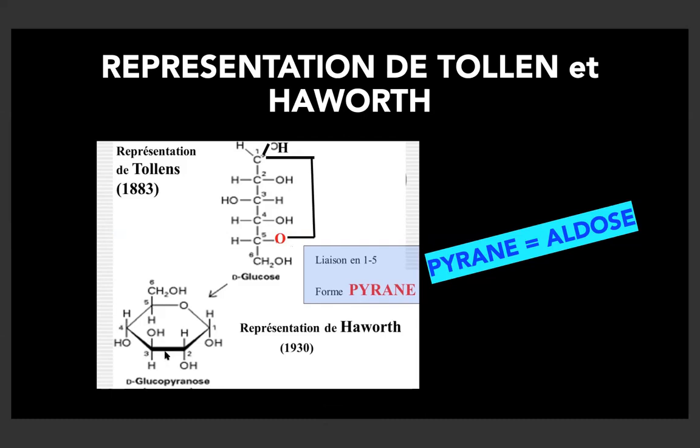Is it 5? 1, 2, 3, 4, 5, 6. Yeah, 6. So it forms a hexagon. So the structure, because it forms like a hexagon, its linkage is not called glycosidic.